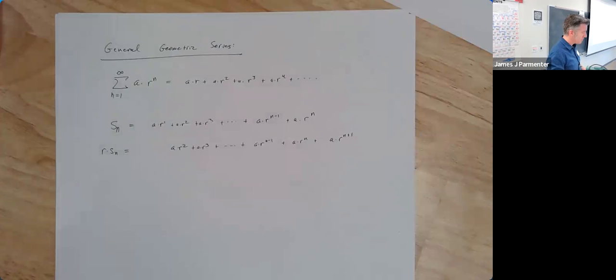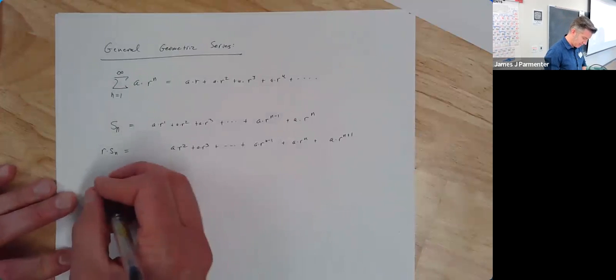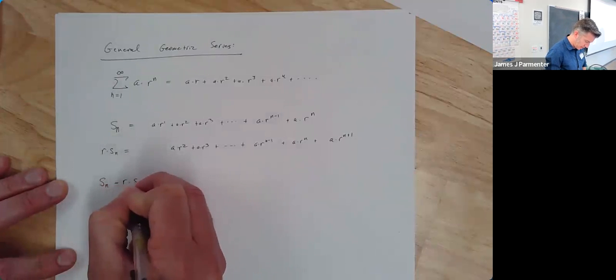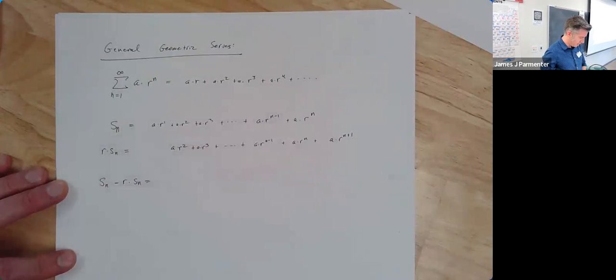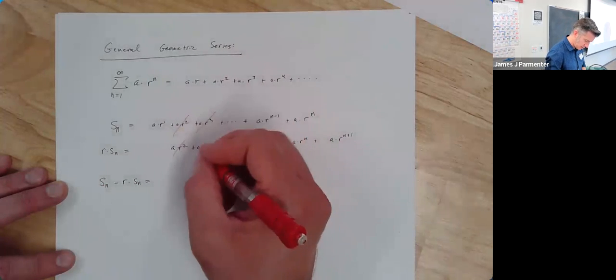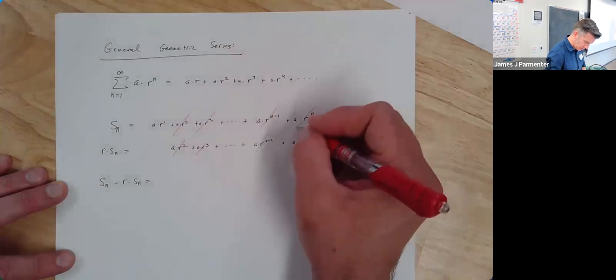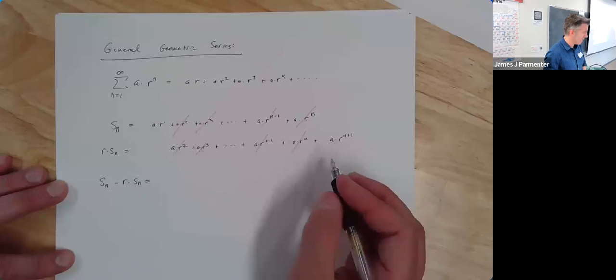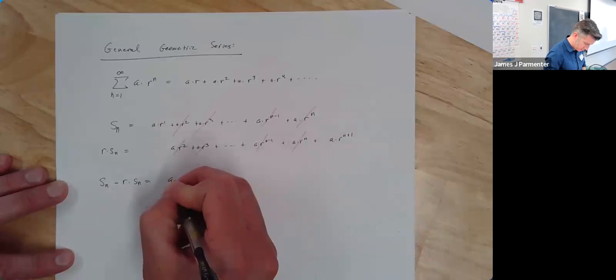And now what we're going to do is subtract them. And notably, a lot of things are going to cancel out. Sn minus r times Sn, well, pretty much everything cancels, right? Everything that's lined up cancels. And we're just left with a times r minus a times r to the n plus 1.